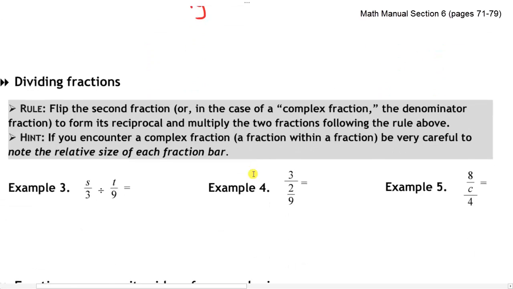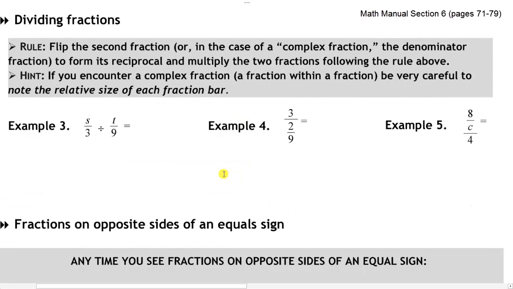Dividing fractions. Remember that dividing by a fraction is the same as multiplying by the reciprocal of that fraction. So s over 3, this would become times 9 over t. I am just taking the reciprocal of this fraction, meaning I flip the numerator and denominator, or they exchange places, and then I just follow my multiplication rule. Straight across numerator, straight across denominator, 9s over 3t, which reduces to 3s over t.